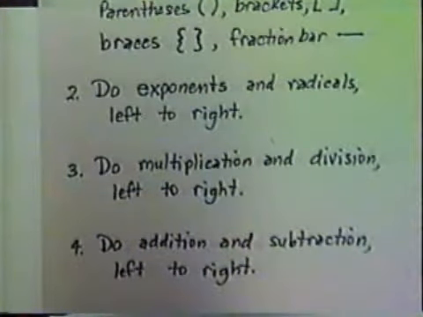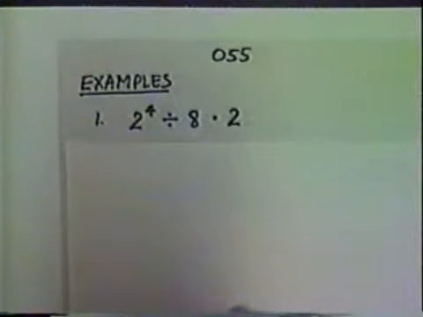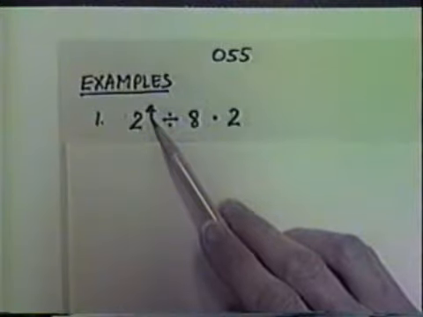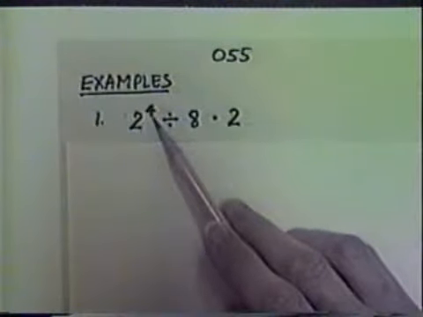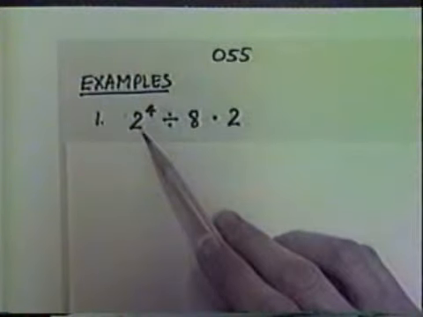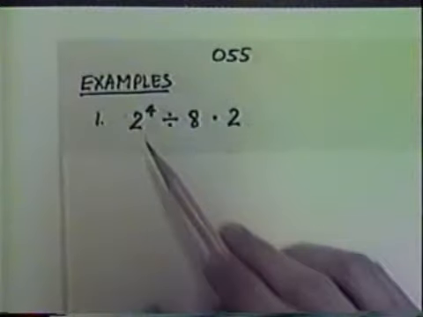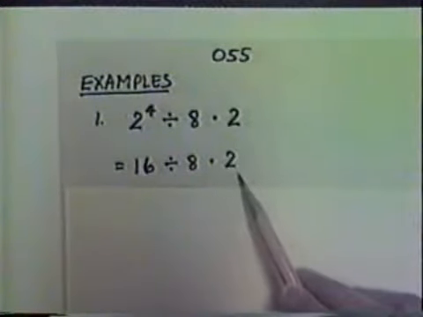Let's look at an example where we have to be aware of this pairing up. Our first example says 2 to the 4th power divided by 8 times 2. Notice that there are no grouping symbols, and so we go past the first step in the order of operations to step 2, which says do exponents and radicals. We have an exponent, 4th power, and so we do that first. 2 to the 4th power means 2 used as a factor 4 times, 2 times 2 times 2 times 2, which is 16. 16 divided by 8 times 2.